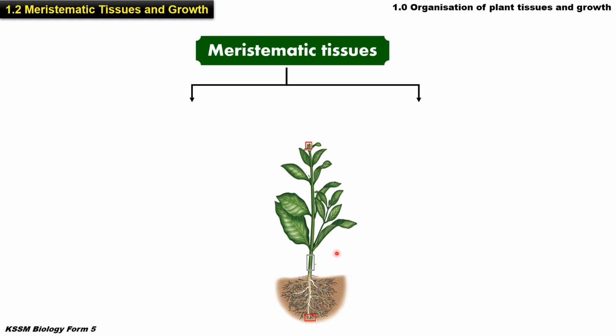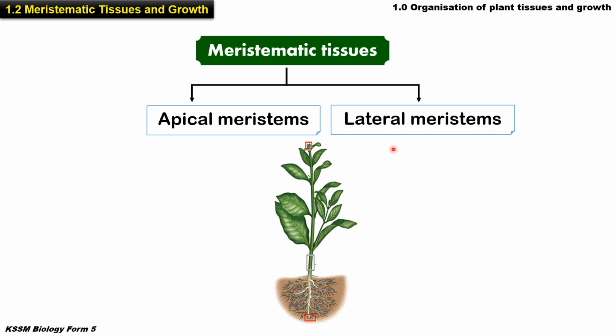So remember, cuba kita ingat balik. We recall back. Meristematic tissue, dia ada apa? It has the apical meristem, which is the shoot and the root, dekat bawah lah. And the second meristem under meristematic tissue is lateral meristem, which is bahagian stem, bahagian di tengah-tengah sini.